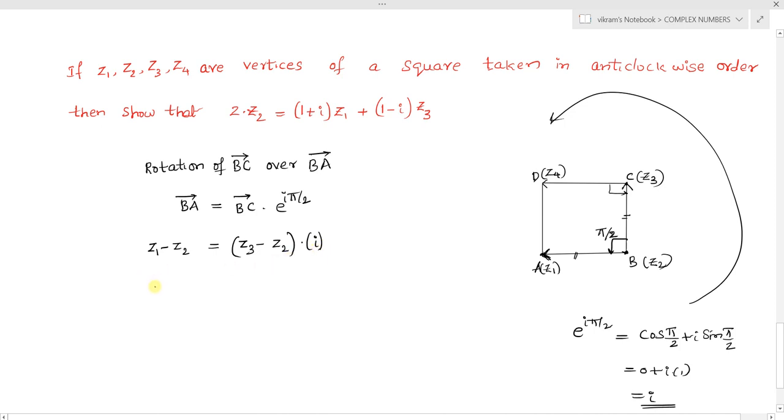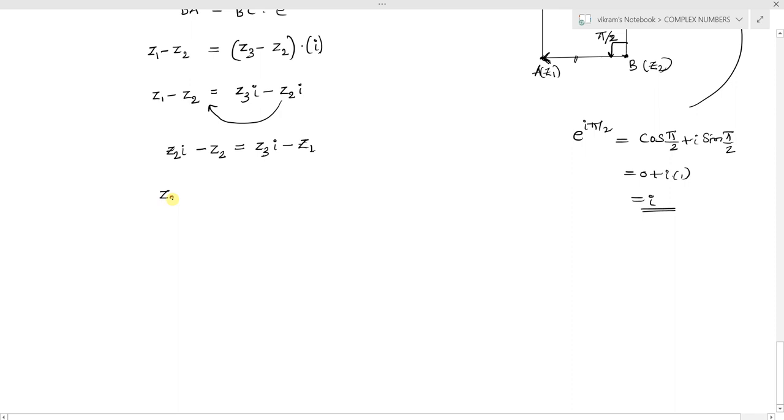Okay, now simplify this. What we'll get over here: Z1 minus Z2 equals Z3 i minus Z2 i. I'm moving this Z2 i to the LHS, since we are having Z2 terms over here. Then I can write Z2 i minus Z2 equals Z3 i minus Z1. From the LHS, we can take Z2 as common, then we can write (i minus 1) Z2 equals Z3 i minus Z1. And we can write Z2 equals (Z3 i minus Z1) by (minus 1 plus i).